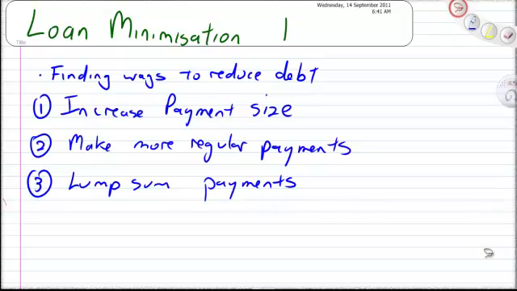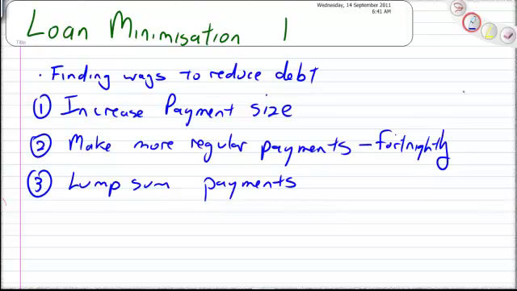Okay, we're looking at loan minimisation. With loan minimisation, we're looking at how we can reduce the loan that we have quickly or more effectively. There are probably three ways we can do that. One is to increase our payment size. Next is to make more regular payments, and the best way to do this is to convert these to fortnightly payments, and we'll talk about that in a tick. Or do some lump sum payments.